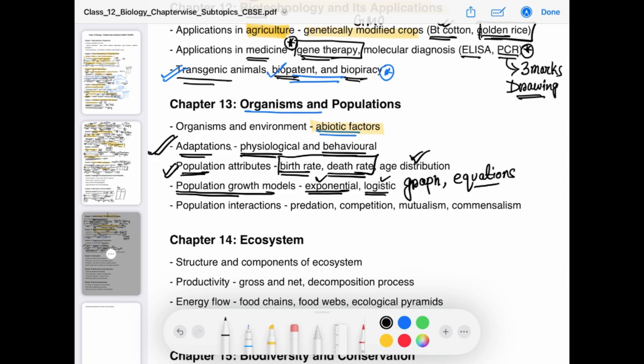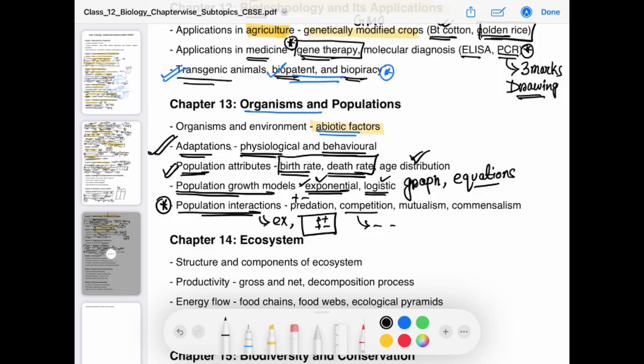Okay, you have to know about the equations and the graph of these 2 types of growth models. Okay, next, the most important part from this is population interaction. They give questions from the example, from that chart that is given there. Okay, plus minus, this kind of chart is given there. In competition, that is minus minus, this kind of chart is given there.